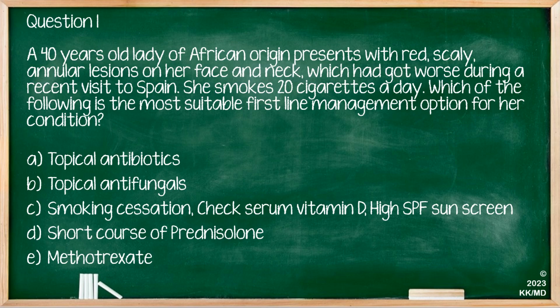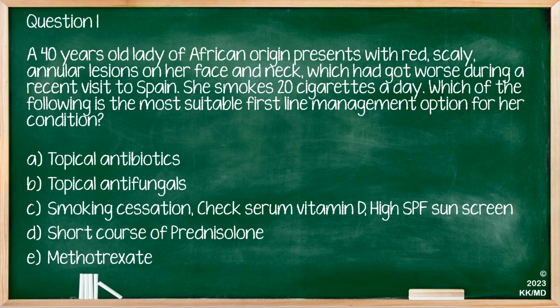about an autoimmune condition, because you're dealing with a 40-year-old lady of African origin who is coming in with a scaly red lesion on her face and neck, which is a sun-exposed area, that has recently got worse after her visit to a sunny country. Therefore, talking about antibiotic and antifungal is not going to make any sense in this case. So you're left with options C, D, and E.